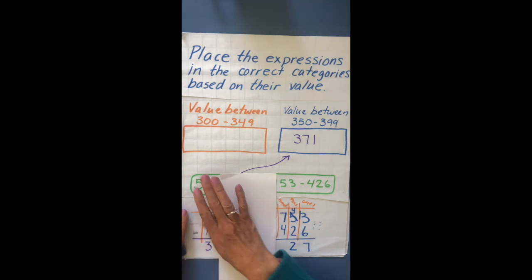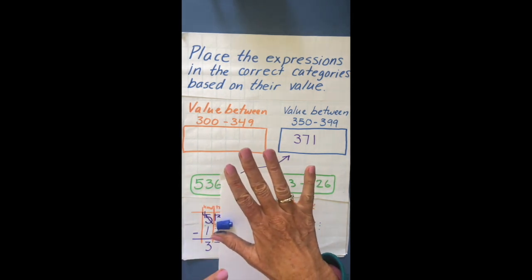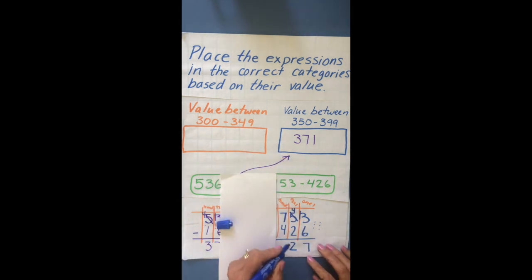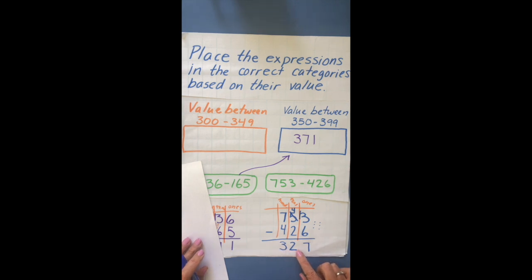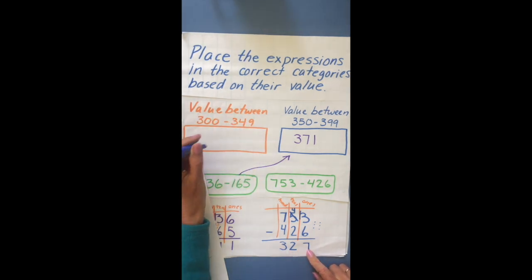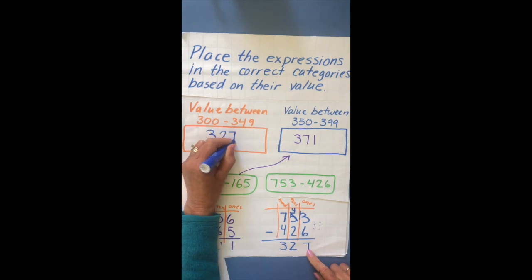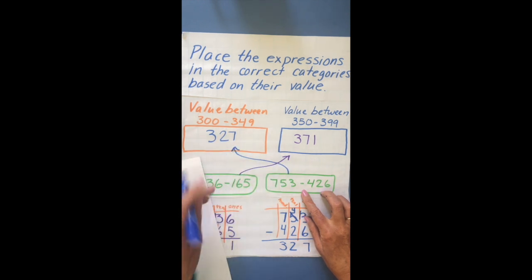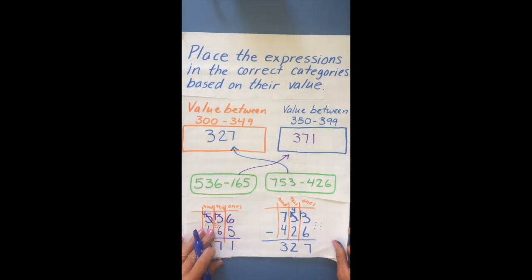And then I'm going to go to the hundreds house. I have 7. I'm going to take away 4. 1, 2, 3, 4. I'm left with 3. So now it looks like this value, 327, is between 300 and 349. So I would put that value here in this category. So this right here, I would drag it into there. Okay, that's the first problem.